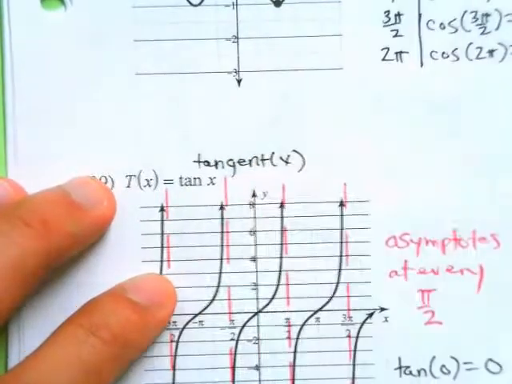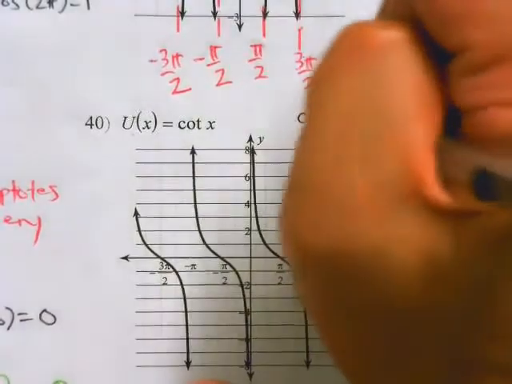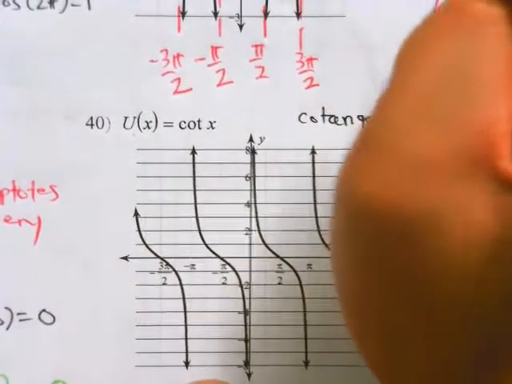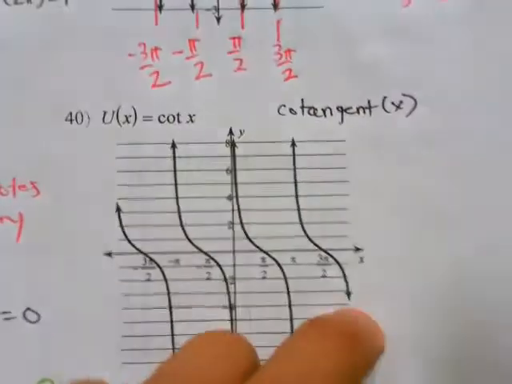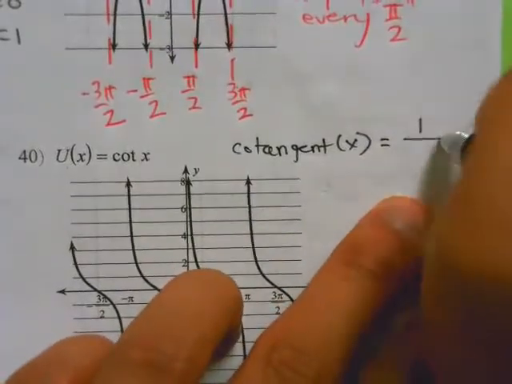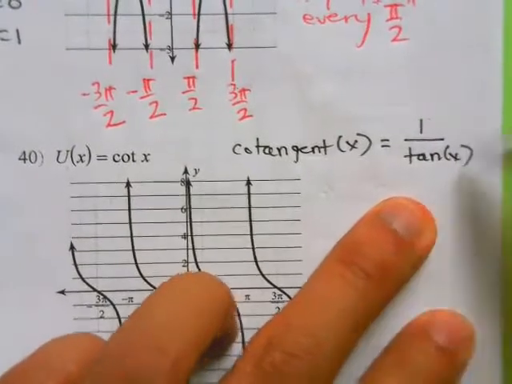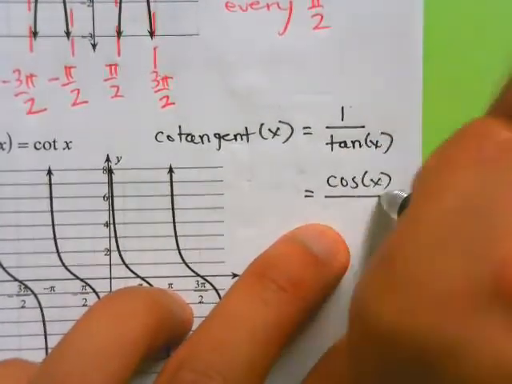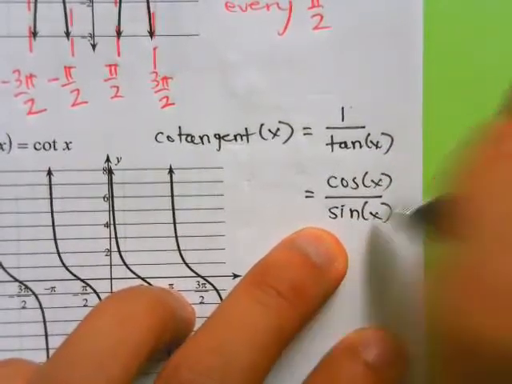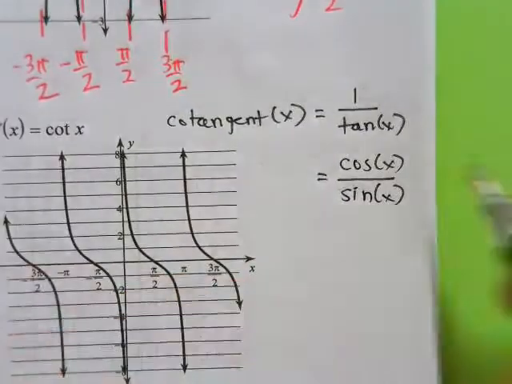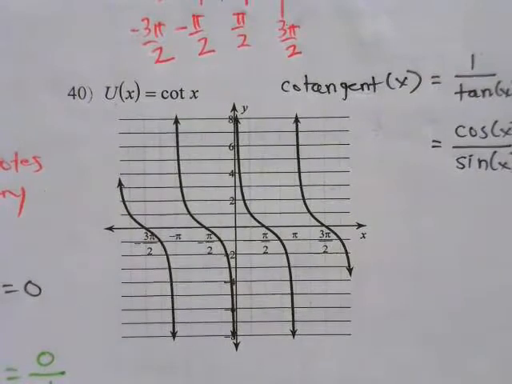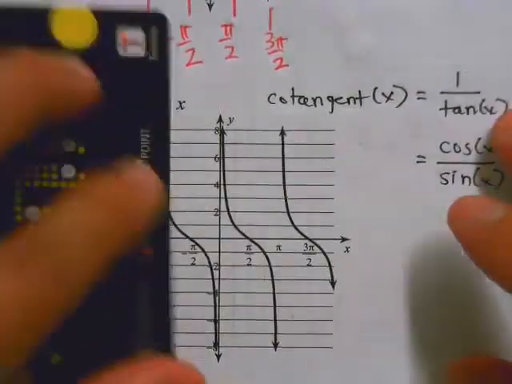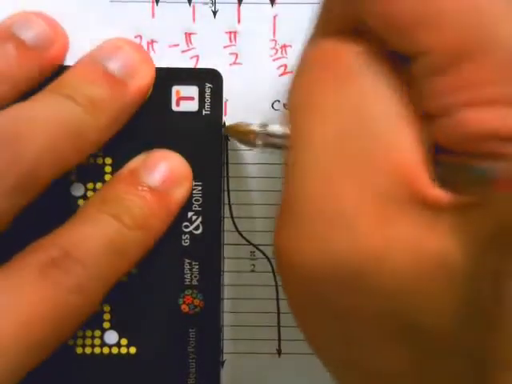Okay, so let me just write it out. Tangent of x. And then cotangent of x. Cotangent of x is going to be 1 over tangent of x, or you can do cosine over sine of x. So anytime sine of x is 0, that's the reason why we're going to have those asymptotes. So we're going to have asymptotes at every pi.